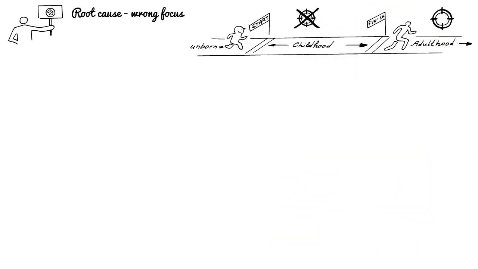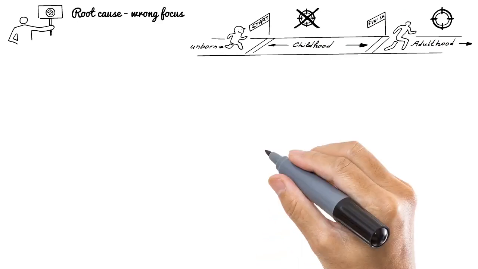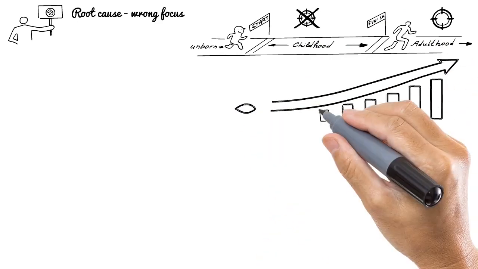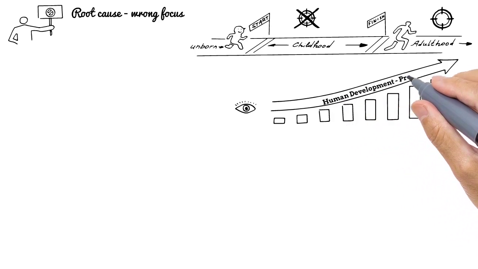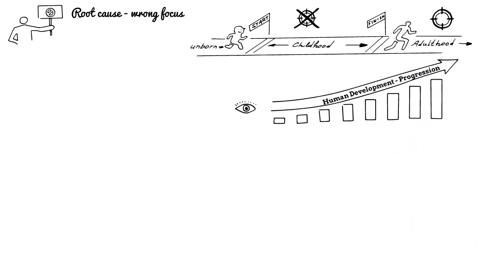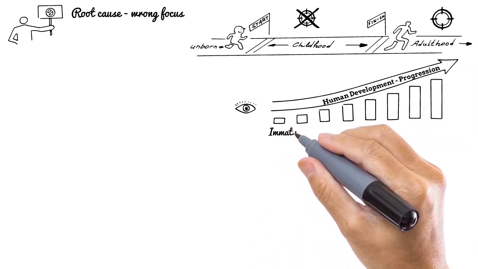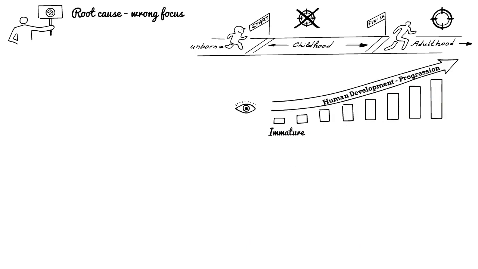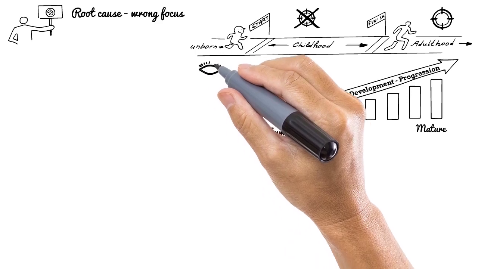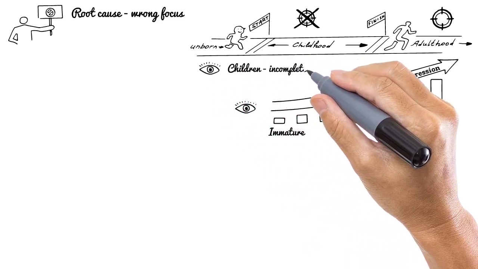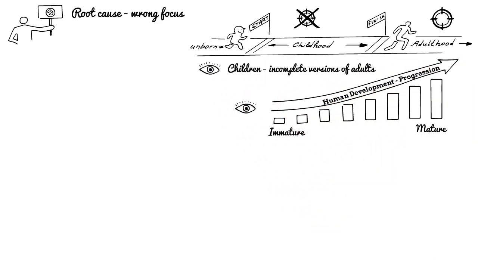One of the reasons we focus so much of our energy on our children's future rather than present is that most of us see human development as a progression. We see our children as starting out as immature and inefficient beings who develop into mature and efficient ones. Most of us see infants and children as unfinished and incomplete versions of adults.